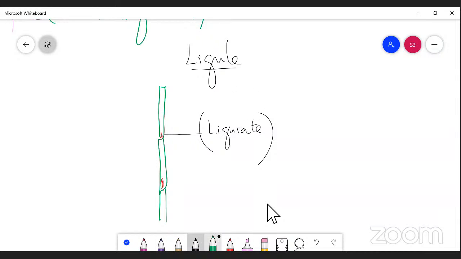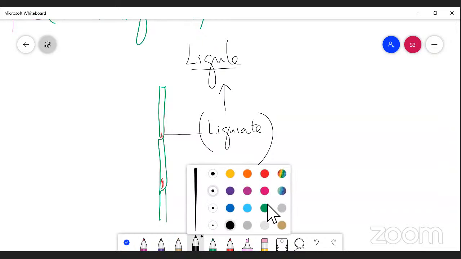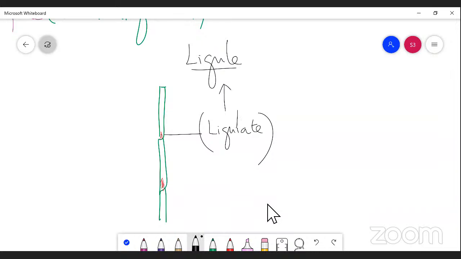Ligulate indicates the presence of ligule, that is called ligulate, whereas ex-ligulate means absence of ligule. Ligule is a small leaf-like structure, very tiny in size, that arises from the node of the leaf, right? And sometimes it may protect buds which are grown inside of the ligule.